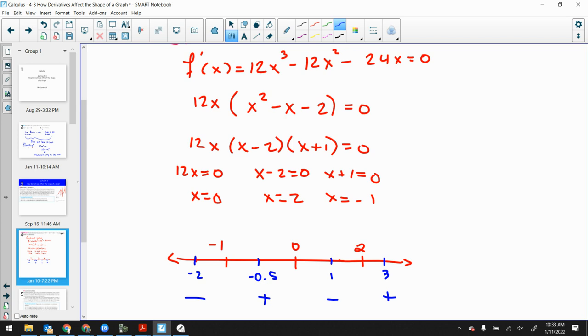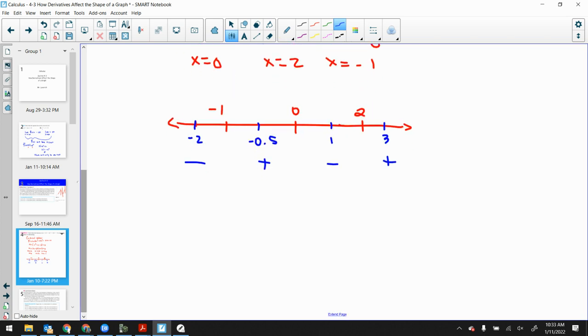That tells me that the function is decreasing. If it's a negative sign, the function is decreasing. It's decreasing at all points to the left of negative 1. So it's decreasing from negative infinity to negative 1. Not inclusive. I can't include that because is it still increasing at negative 1? No, it's leveled out.